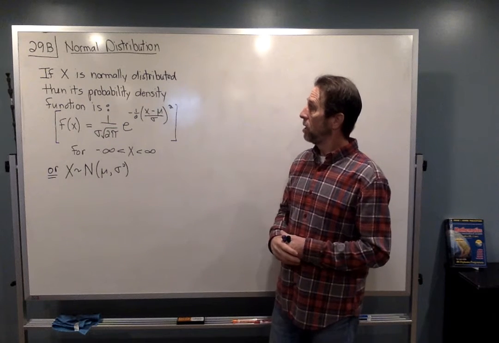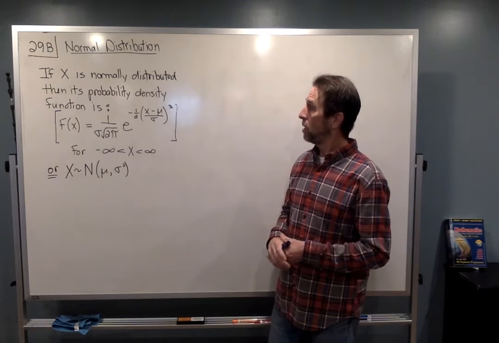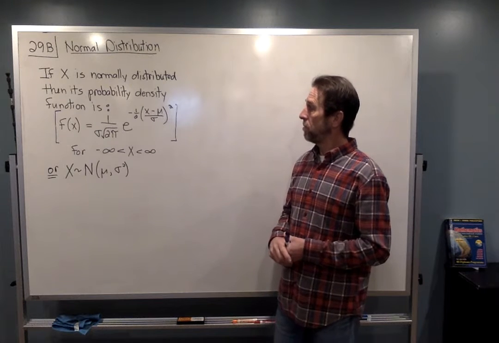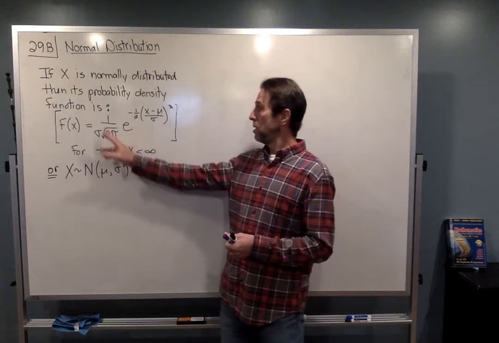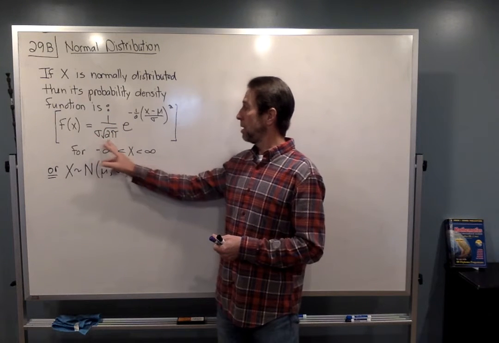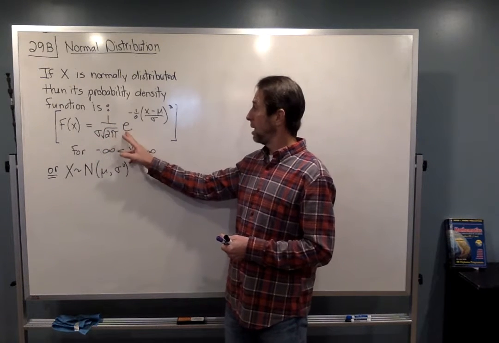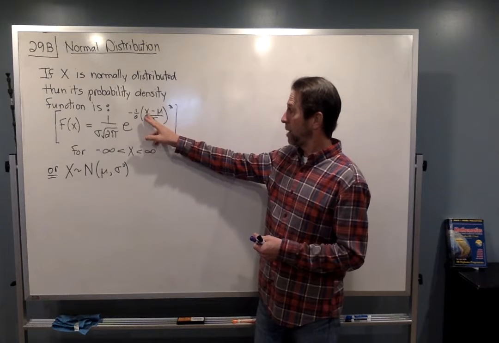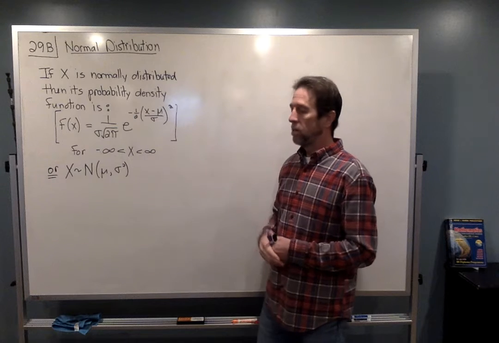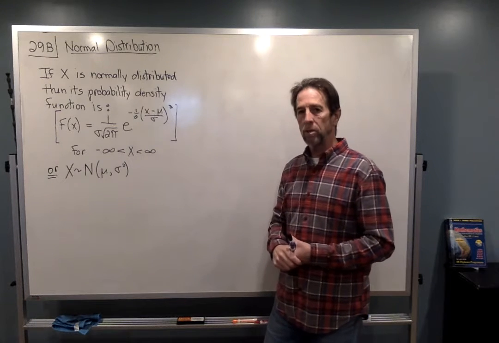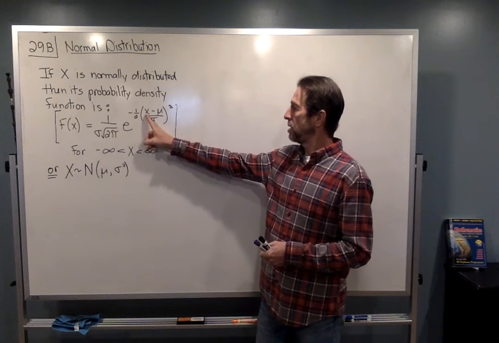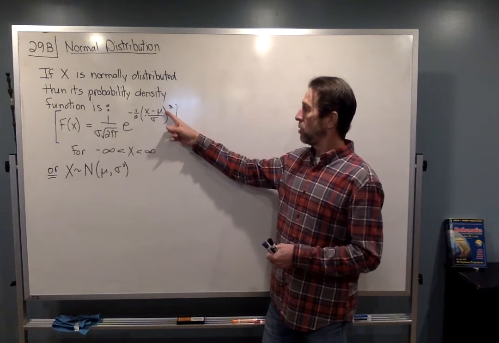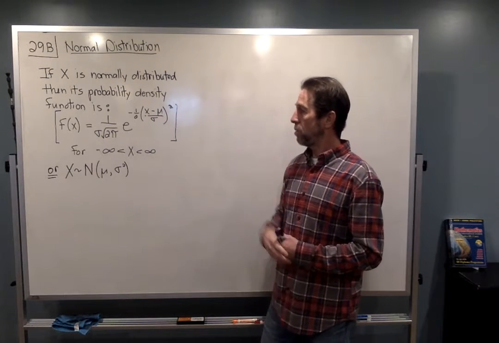So if we have a normally distributed random variable, then its probability density function is going to be f of x equals 1 over sigma radical 2 pi, e to the negative 1/2, times x minus mu over sigma, the whole thing squared. So it's rather complicated, realizing x is your only variable. That is your random variable. So we have to know the standard deviation, and we have to know the mean.